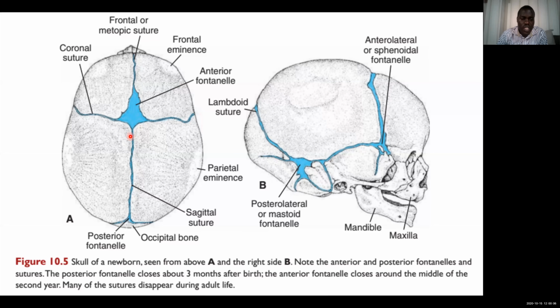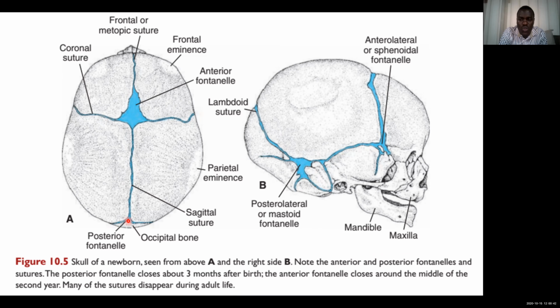Apart from the anterior fontanelle, we also have this one, which we call the posterior fontanelle. It closes at about 2 to 3 months. Then we have this one, which we call the anterolateral fontanelle. These ones are bilateral, so right and left. This one, the posterolateral fontanelle, which is also called the mastoid fontanelle, is again bilateral, right and left. So these two are paired. These two are midline. That makes them 6.